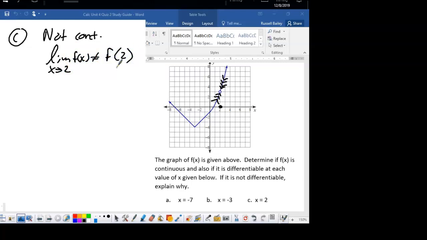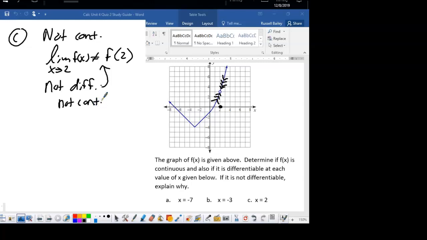Okay. Now, if a function is not continuous, it cannot be differentiable. So we would say not differentiable, and our reason for that is going to be a little bit different than the last one. You could actually just use this as a reason too, since it's not continuous, because in order for a function to be differentiable, it has to be continuous.